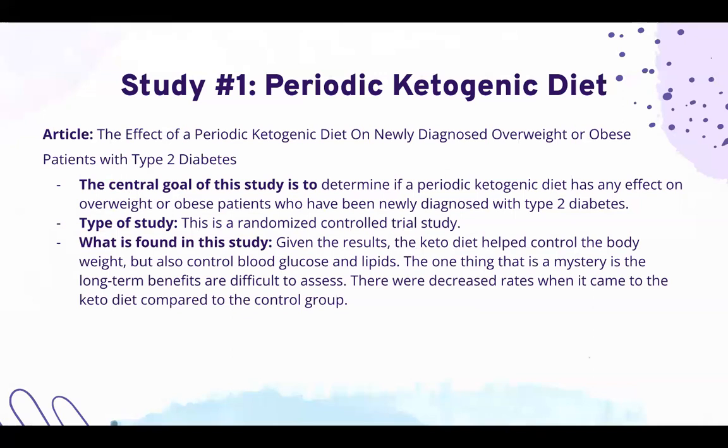So the results after this 12-week period were that there was a decreased rate in BMI, triglyceride, cholesterol, LDL, HDL, fasting glucose, fasting insulin, and hemoglobin when it came to the keto diet versus the control group. The keto diet did show a more significant decrease compared to the control group, though. People were less willing to stick to a keto diet long-term when compared to the routine diet set for diabetics.